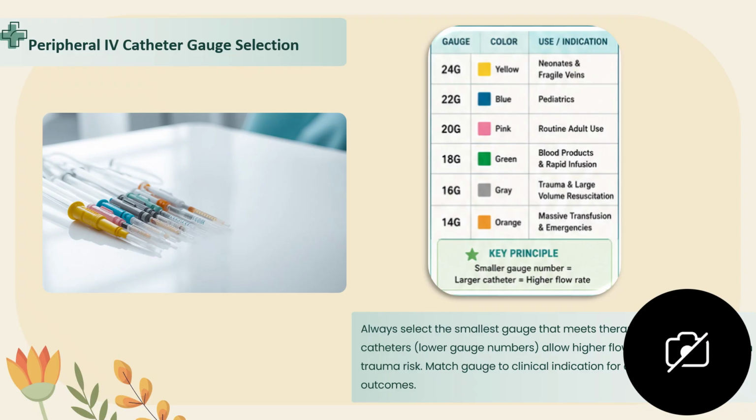So as usual, we have several gauges or sizes. We will start with the smallest, the 24 gauge, the yellow one. We usually use it for infants, not neonates, and fragile veins. 22 for pediatric, 20 we can use for routine adult use, 18 for blood products and rapid infusion, 16 for trauma and large volume resuscitation, 14 for massive transfusion and during emergency. There is also one size we use in PICU and ICU, which is 26. This is for neonate size.